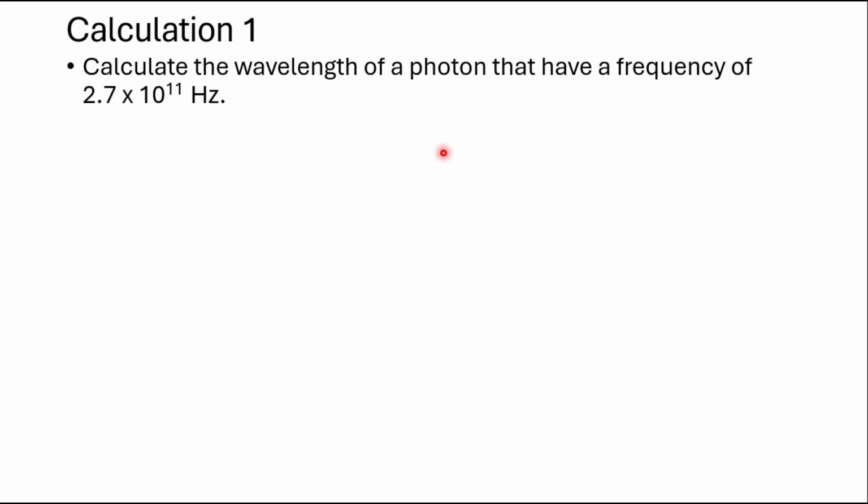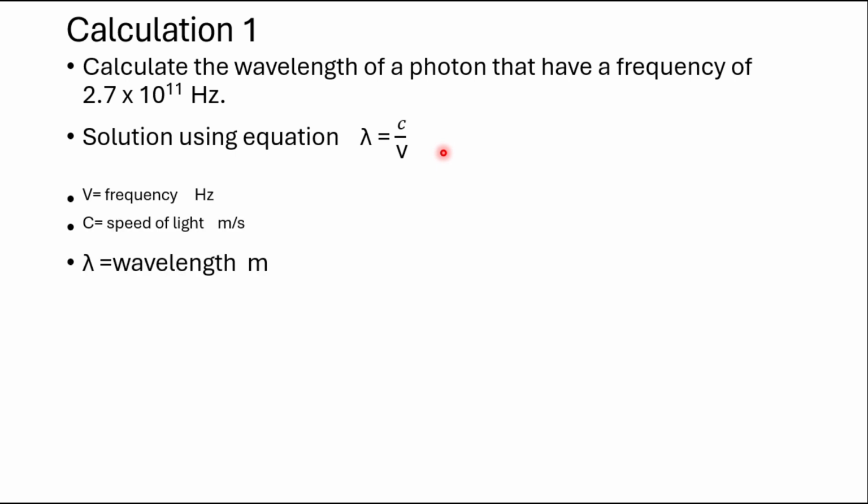Let's quickly do some calculation. Calculate the wavelength of a photon that has a frequency of 2.7 times 10 raised to the power 11 hertz. The solution uses the equation lambda equals speed of light over frequency. This ν is called nu, a Greek letter used to represent the frequency, which is given in hertz, and c represents the speed of light in meter per second. Lambda represents wavelength in meter.